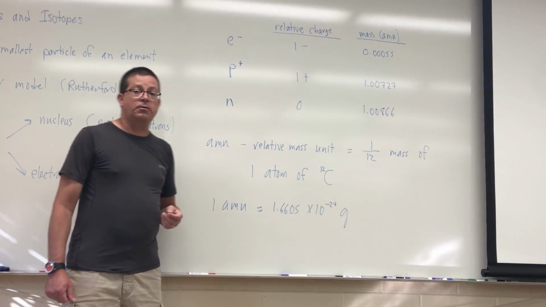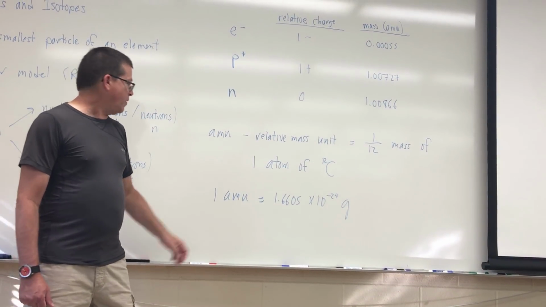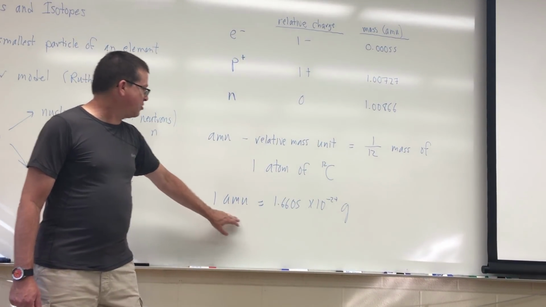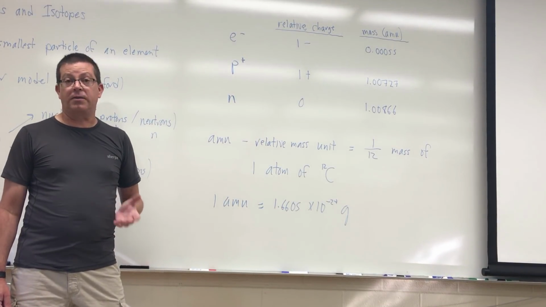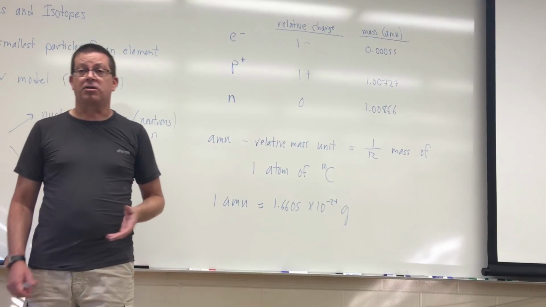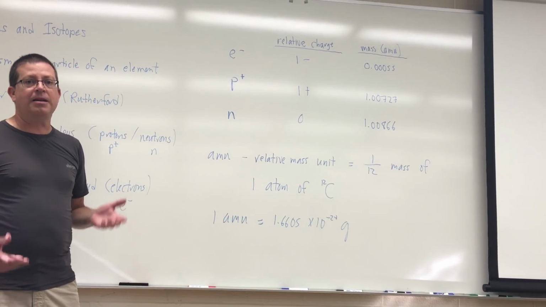Also, we can have a conversion factor between AMUs and grams. And what we will find is that 1 AMU is actually equal to 1.6605 times 10 to the minus 24th grams. So as you can see here, in terms of conversion to grams, an AMU is an extremely tiny particle.